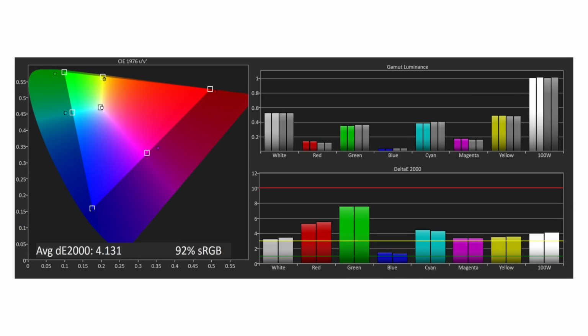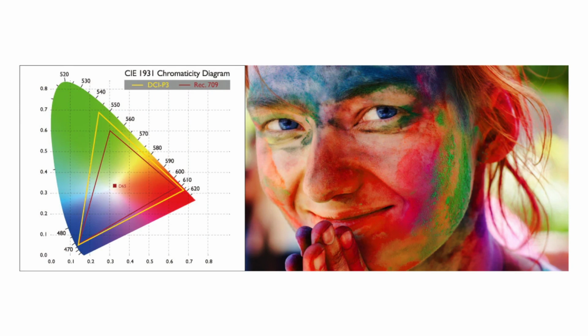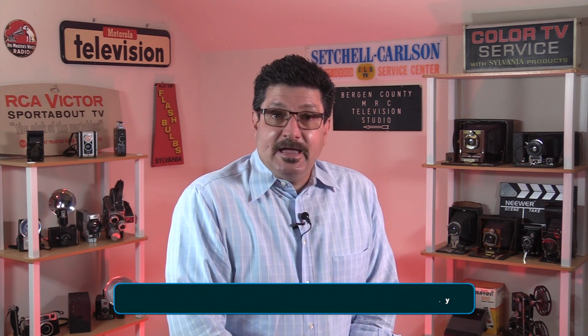Color accuracy will differ from device to device, and you can't control how someone else's device, whether a phone, tablet, or monitor, will display a color that you created. What you can do, however, is ensure that color is accurate on your end. The way to do that is through monitor calibration. So how do you calibrate your monitors for maximum accuracy?